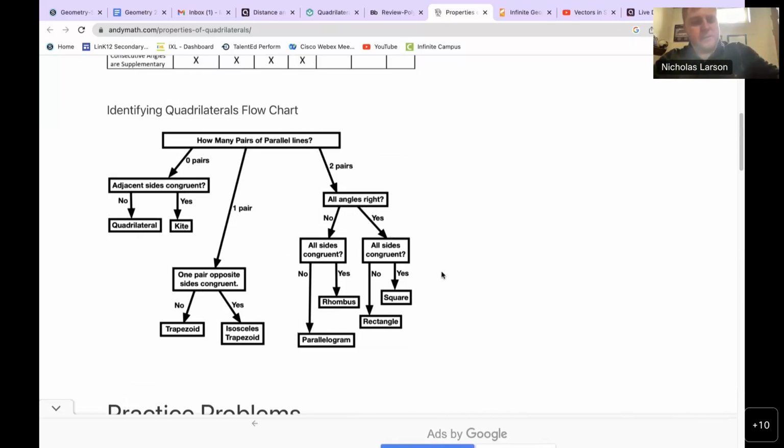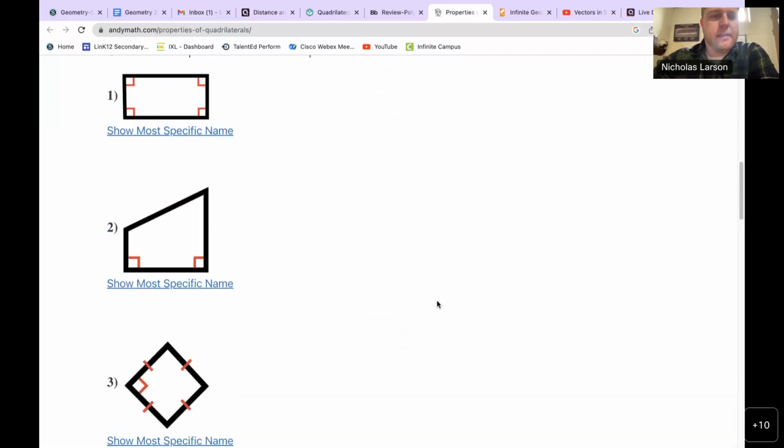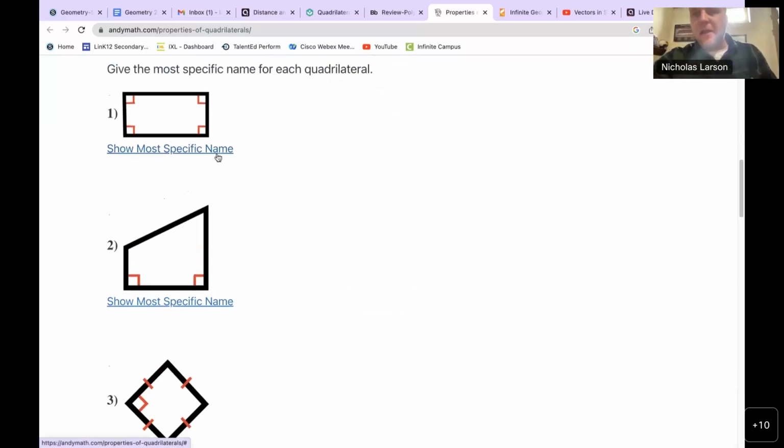Maybe I'll post this one too, because I think this is also really helpful when you're going through and trying to decide what properties apply to which shapes. These can be a little bit tricky, so go ahead. I want you to take some time. And when we're doing these, we always use the most specific name. So what is the most specific name that you could give this?